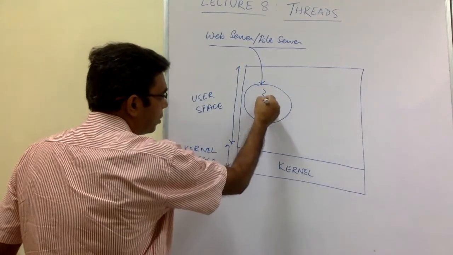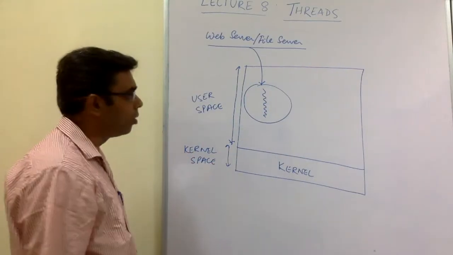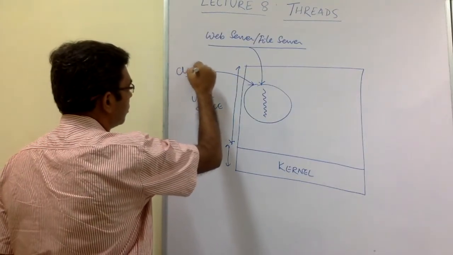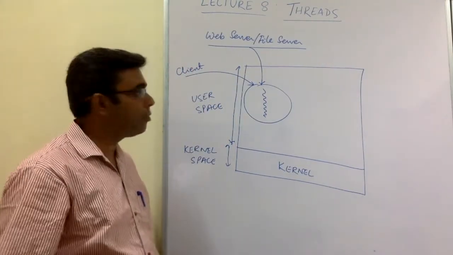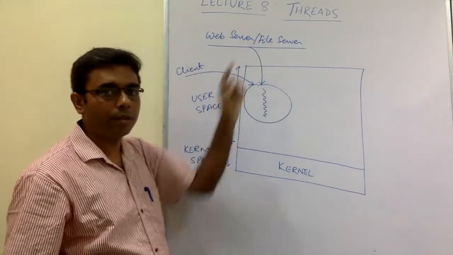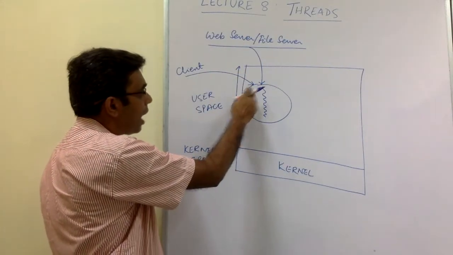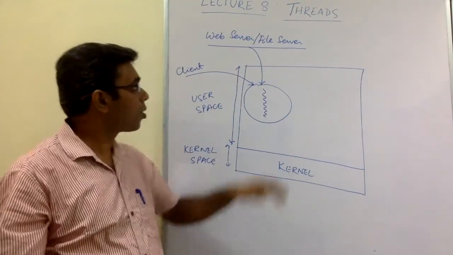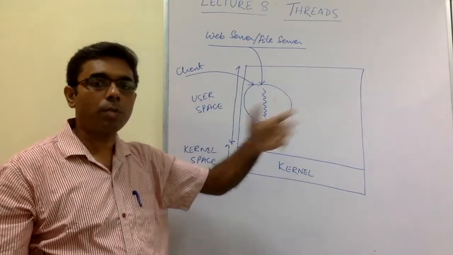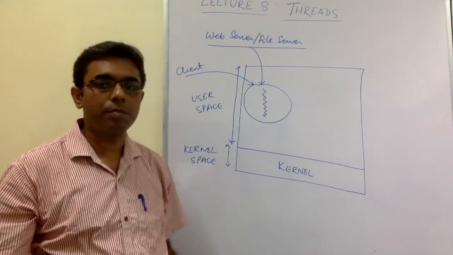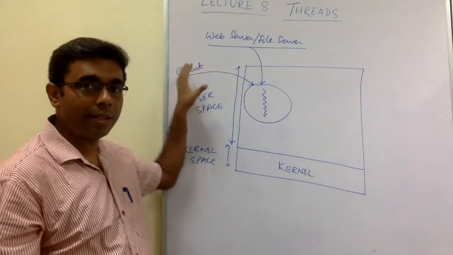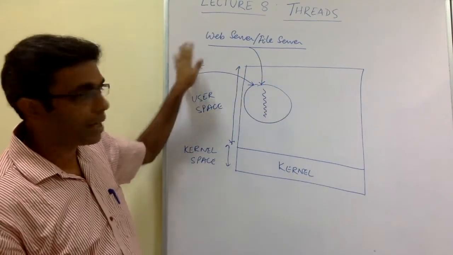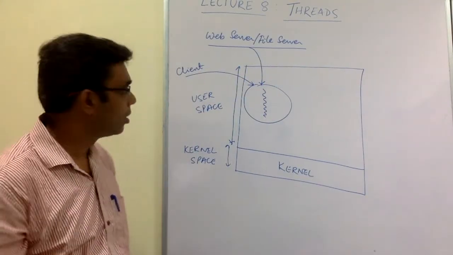Now, this runs a certain code. And let us assume that a particular client, this is another program, is requesting a web service or some file. So it puts its request, and depending on whether the request is genuine, the file or the service is provided to the client. Client is another program that is requesting the service, and the service is provided by the file server or the web server.